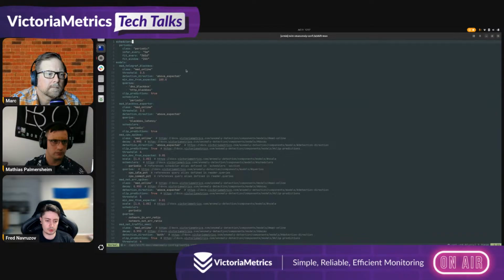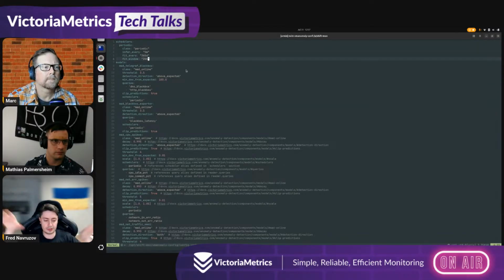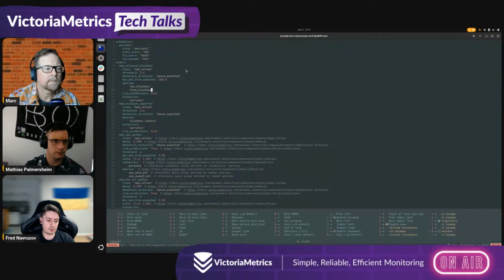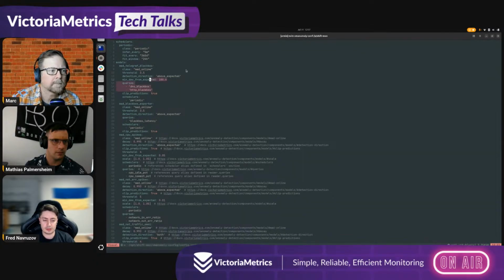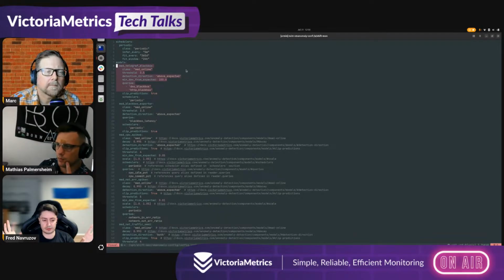So you can attach models to schedulers, you can attach queries to these models, so you can combine it in many-to-many fashion. So you can have many schedulers, many models, and many queries. So you have many queries defining different things at different granularity of the data, and then you are still able to address all of this in a single config.